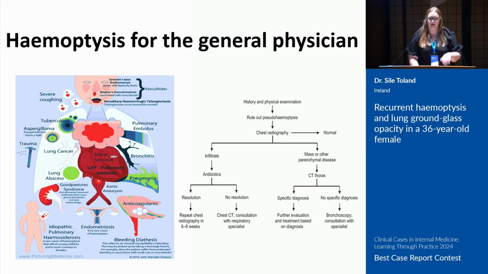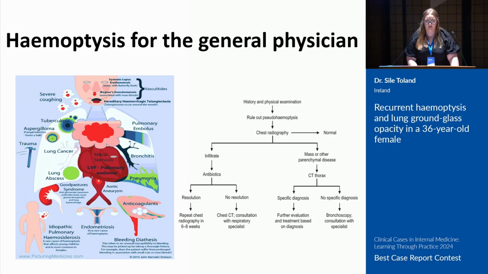So just a little bit about haemoptysis for the general physician. When we see a patient present with haemoptysis, it can be quite a frightening symptom for both the patient and the physician. It's important to go through this in a systematic approach. The importance of history taking and clinical examination has to be stressed in these cases. And then perform an initial chest x-ray. If you think this might be an infection, it's reasonable to treat with antibiotics with a repeat imaging.